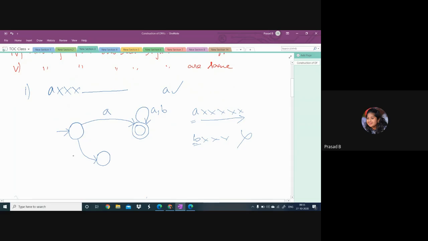For that reason, here we must go to dead state. See, up to now in the previous questions we have not used the dead state. Now in this construction we are using the dead state, because if the first symbol is B, all those are invalid. So that is the reason on B we'll go to dead state, and dead state also must be different for every input symbol.